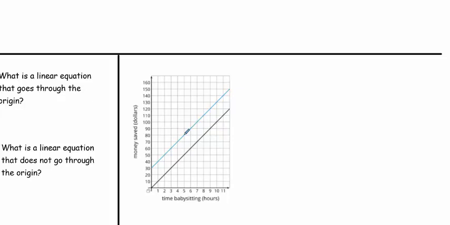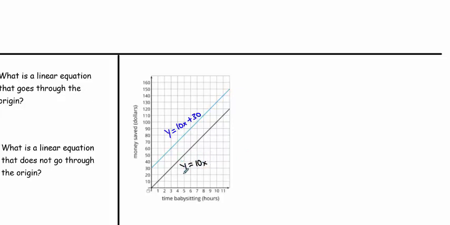Okay, so let's take some notes. What is a linear equation that goes through the origin? If we wrote this equation, just like we did in the first problem, it was y is equal to 10x, right? Because we started at 0, we didn't have to add anything onto it. But the blue one, we could say that y is equal to 10x plus 30. So we have two types of linear equations here.